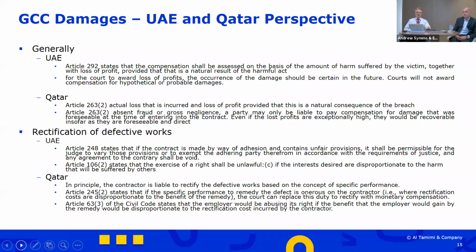what is proportionate to the rectification cost is there. So as you can see, Article 106 of the UAE Civil Code, the interests are disproportionate to the harm that will be suffered by others. And similarly, Article 63(3) of the Qatar Civil Code relating to the employer abusing its right if there is this disproportion. Move to the next slide, please.